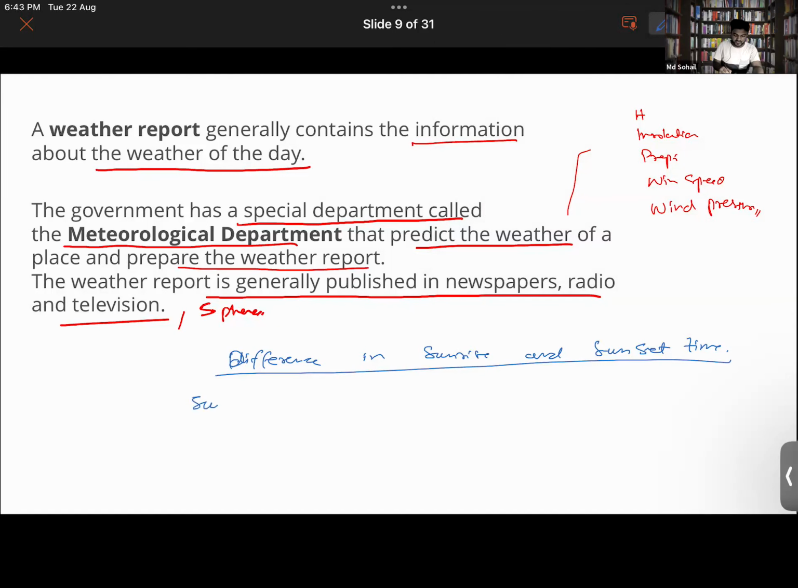So in summer, what do you observe? Are the sunrises early or late? Early. Early sunrise. Okay. And in the winter season, what do you observe? Late sunrise. Yeah, so late sunrise. What about the timing of sunset?